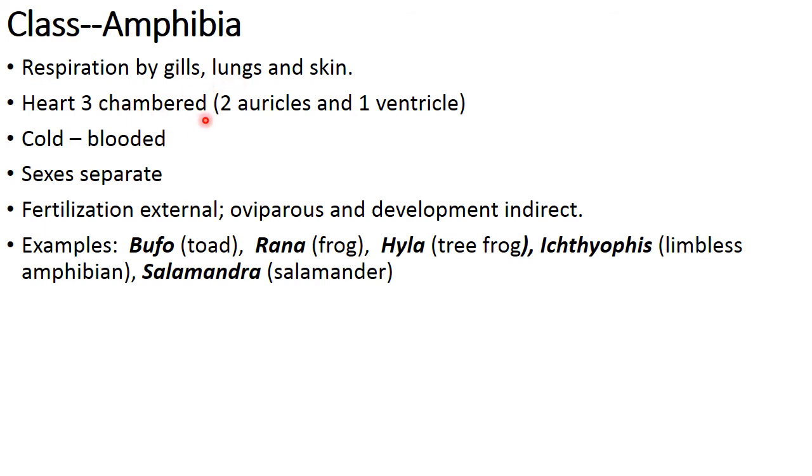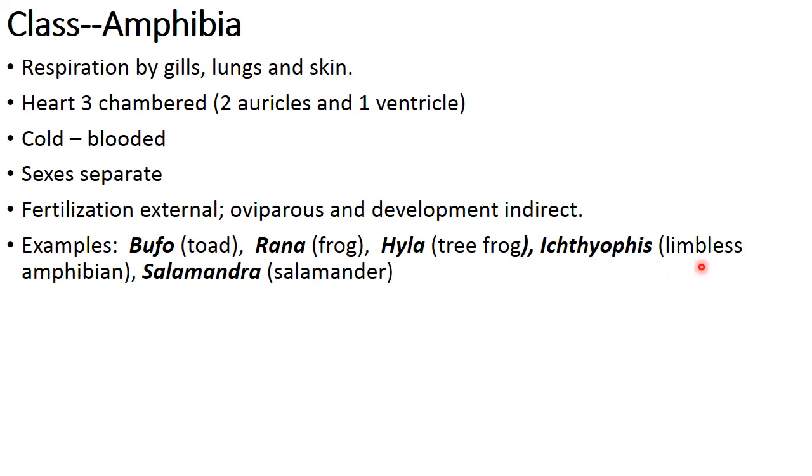Heart is three-chambered, they have two auricles and one ventricle. They are cold-blooded, that is poikilothermous. Sexes are separate. Fertilization external hai, oviparous hai, aur development indirect hai. So some examples that you have listed in NCERT book is Bufo, that is the toad, Rana, frog, Hyla, tree frog, Ichthyophis. Ye important hai because ye bahut baar NEET mein bhi aata hai.